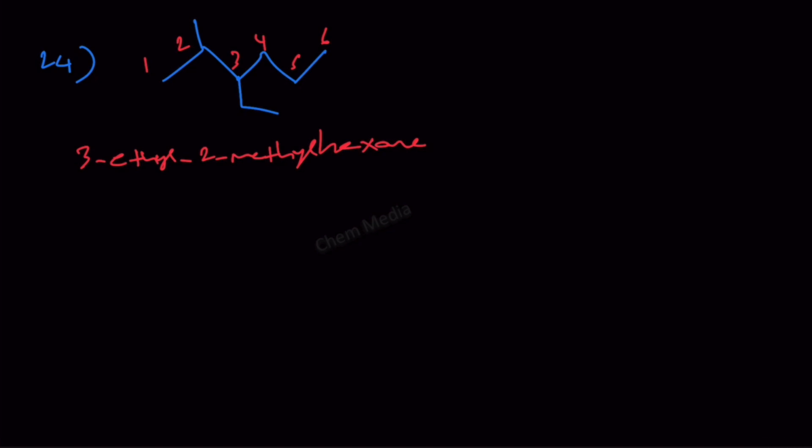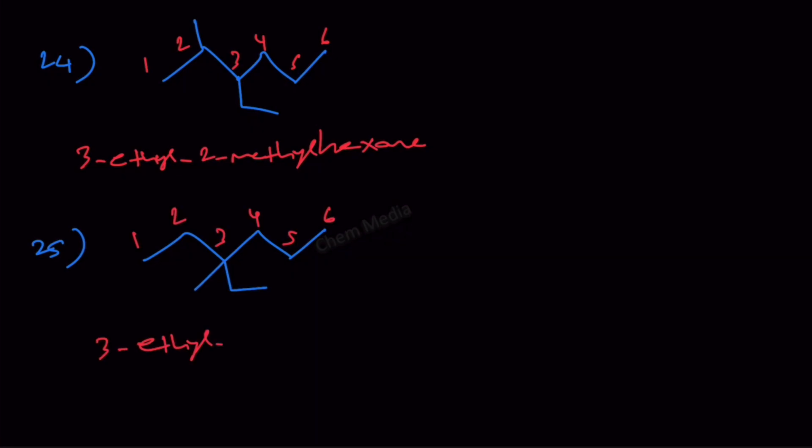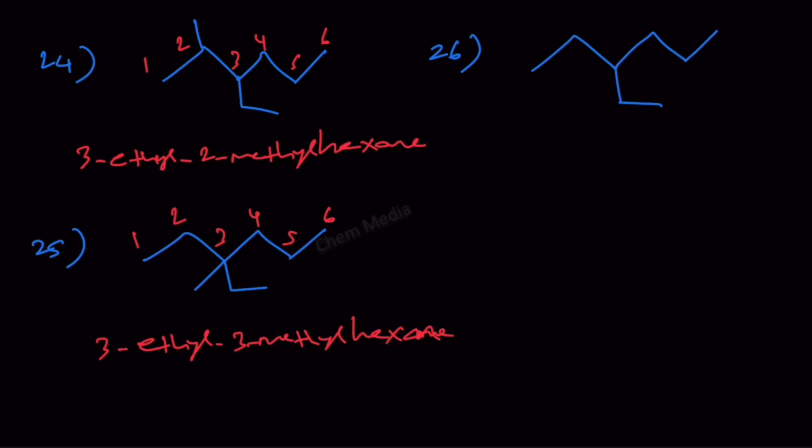And then number 25. Let's keep the ethyl group where it is and move the methyl group also there. That is another isomer. This is 3-ethyl 3-methyl hexane. And then number 26. 1, 2, 3, 4, 5, 6. Let's keep the ethyl group where it is. That is at 3rd position. And then put one methyl group at 4th position. So this is 3-ethyl 4-methyl hexane.